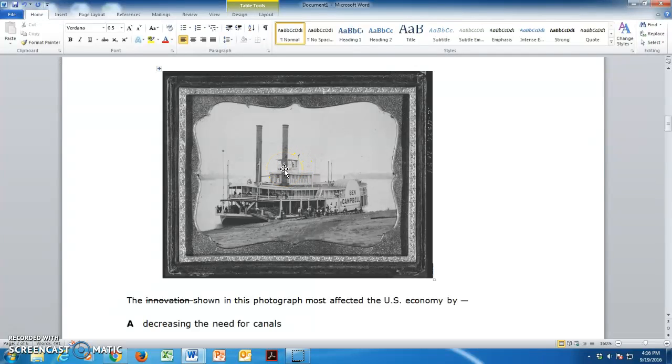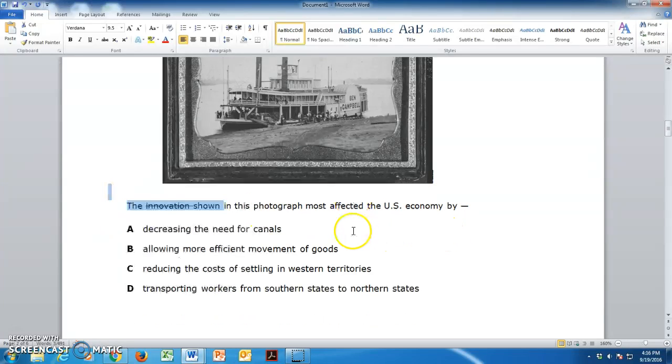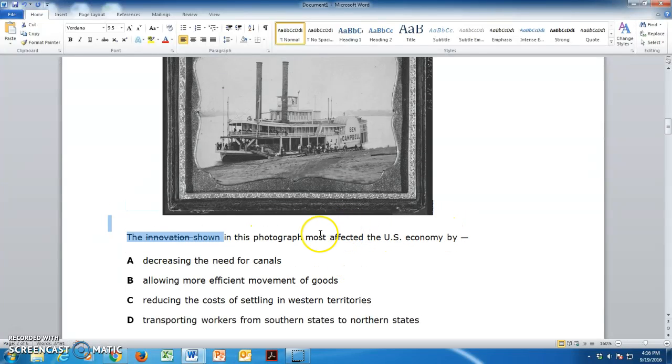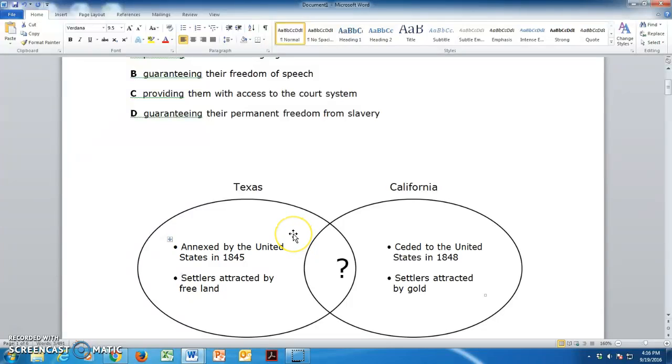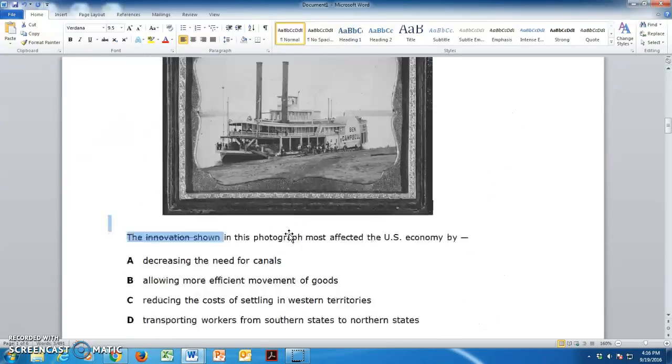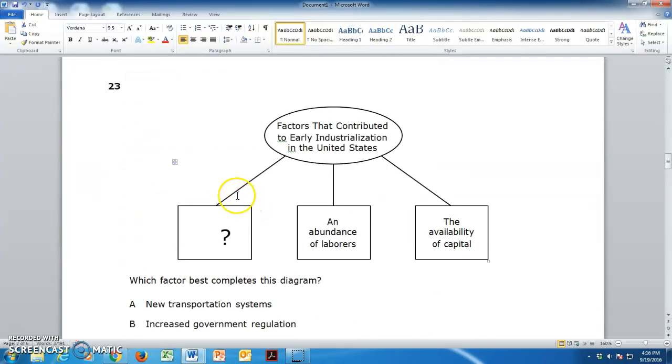Don't get too specific. Don't trick yourself. Keep it simple. It's a boat. It's a ship. So, how did boats affect the U.S. economy? We might not know the answer, but we understand the question. Hopefully by now we've done 3 of these. You understand that the goal is to make you understand what the question is. So 23 is another fill in the blank.